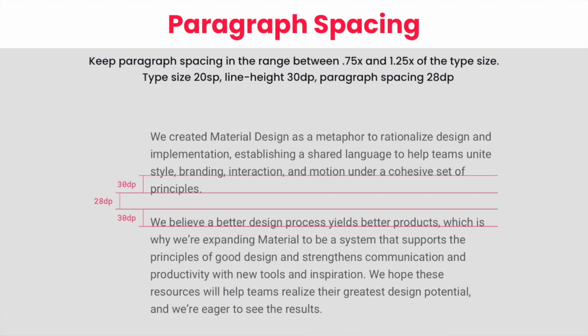Paragraph spacing. Keep paragraph spacing in the range between 0.75x and 1.25x of the type size. If your type size is 20 pixels, then you can make its line height 30 pixels. And for paragraph spacing, you can keep 28 pixels.